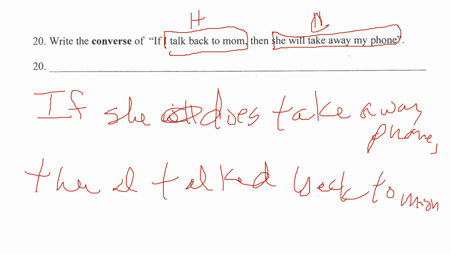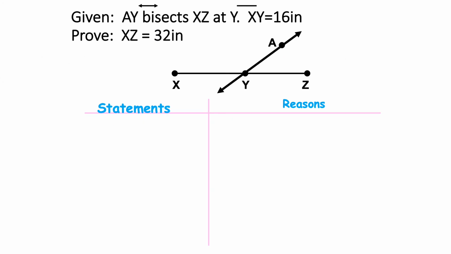And all I want you to do is switch the hypothesis and the conclusion. If she does take away my phone, then that means I talked back to her. Yeah, okay. So there you go. Converse is switching those two parts, and that's all you have to write. All right, and write it so I can read it.